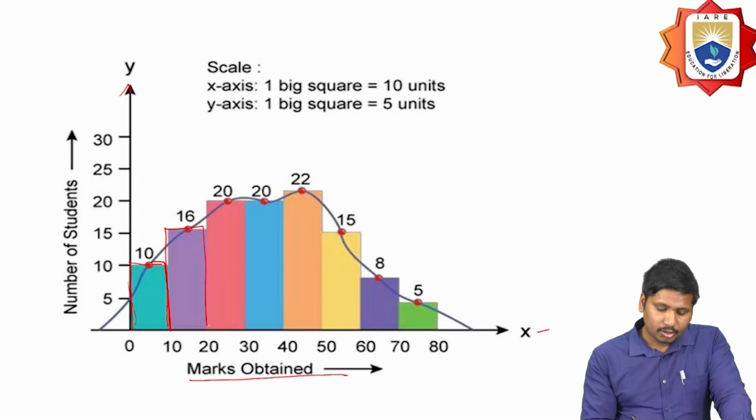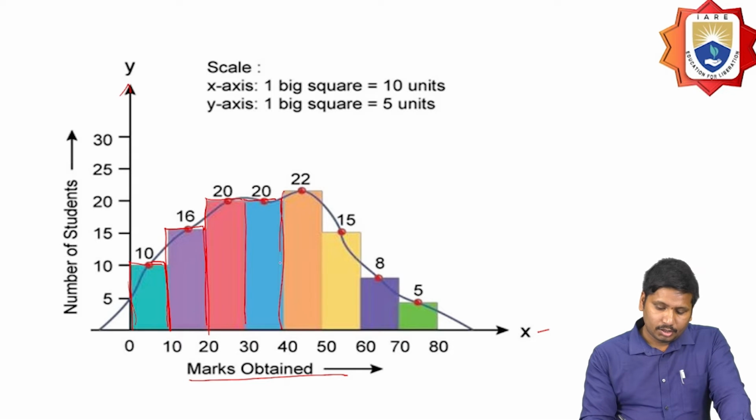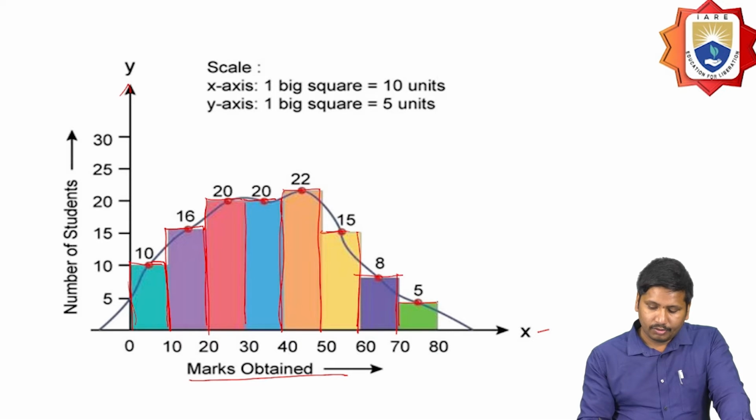Similarly, I have to draw the number of students between 20 and 30. For that it should be 20, so I construct another bar. Similarly for 30 to 40, I have 20 again, so I construct another bar. And I construct 22, right? So like this, I first have to construct the histogram. Only then can I get the frequency curve.